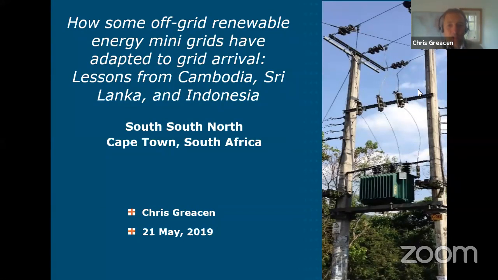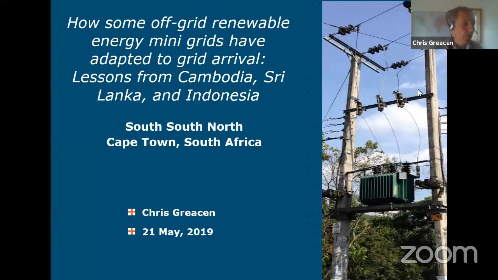Most mini-grids start off as small isolated electrical systems. And over time, the national grid extends and reaches many villages that were previously supplied by isolated mini-grids. And this raises a question. What should happen to these mini grids when the national grid arrives?